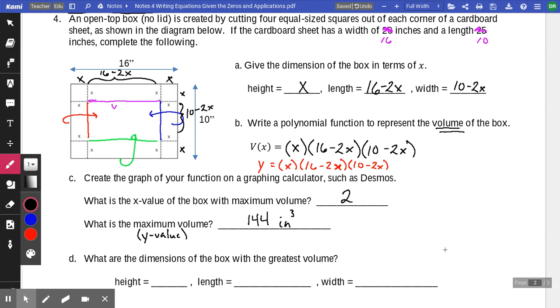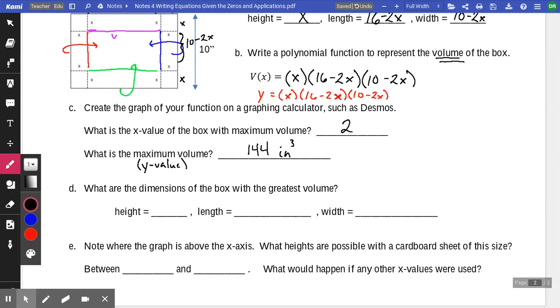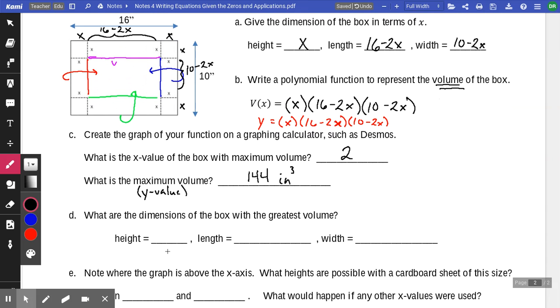Okay. So now that we have that, just by looking at a graph, we can answer this next question that's asking, okay, so you know that the biggest volume is 144 cubic inches, and that happens when your x value is 2, then how big is your box? How big is the height, the length, and the width? Well, we can do that now because we define them up here. We said our height is just x. And so if our maximum volume is happening at an x value of 2, then our height is just 2.